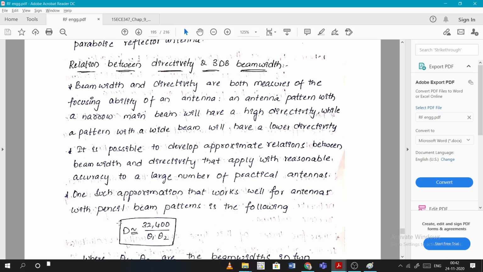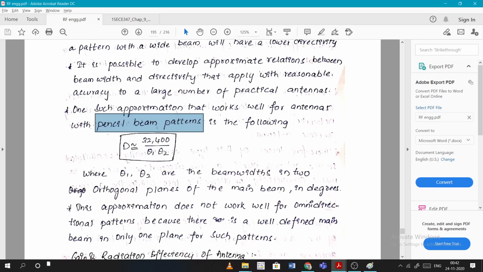The formula for directivity of a pencil beam pattern is D equal to 32400 by theta 1 theta 2, where theta 1 and theta 2 are beam widths in two orthogonal planes.